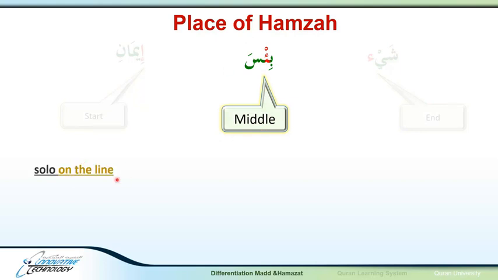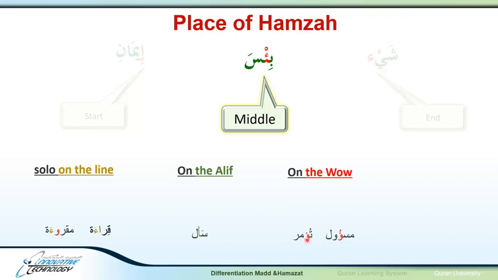Again, it can be written solo on the line, like in قراءة, مقروءة, and it can be written on top of an alif, like in سأل, and it can be written on top of a waw, like in مسؤول, تؤمر, and it can be written on top of a ya, like in طائرة or بئس, and مشيئة. Now, again, there are rules for which it can be written in any of these different forms.